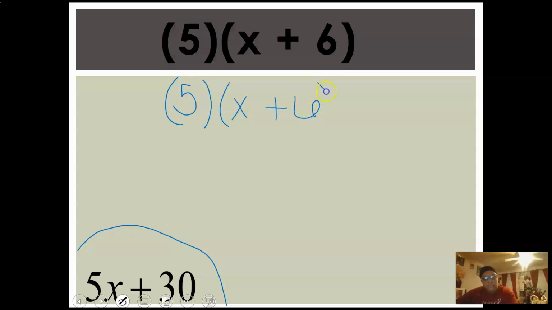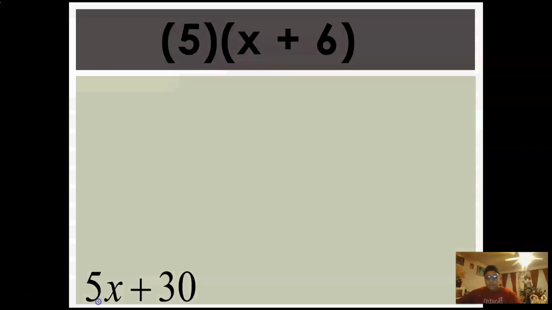plus 6. So once again, it's about distributing. So I'm going to distribute this 5 and I'm going to multiply by everything in the next parentheses. So now I have 5x plus 30. Okay, and that's exactly what we have down here. That's all you have to do.